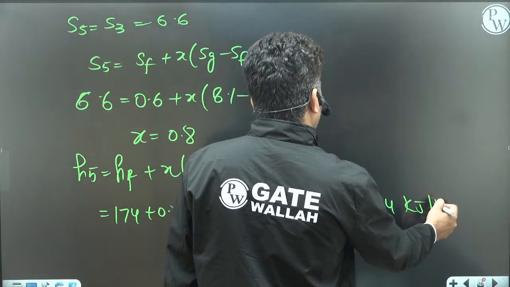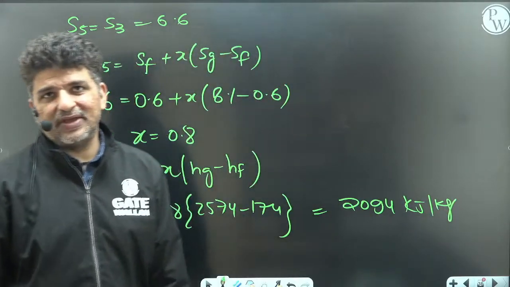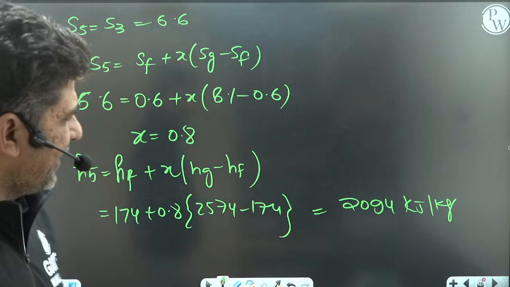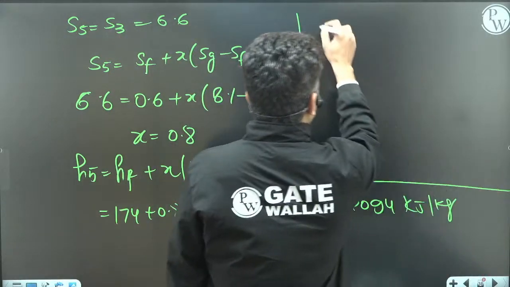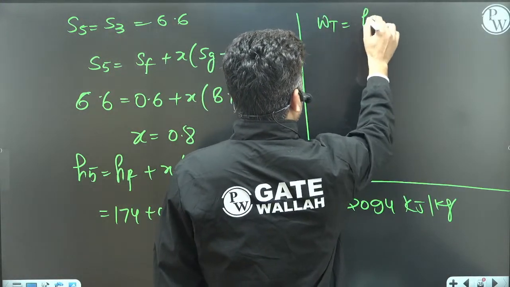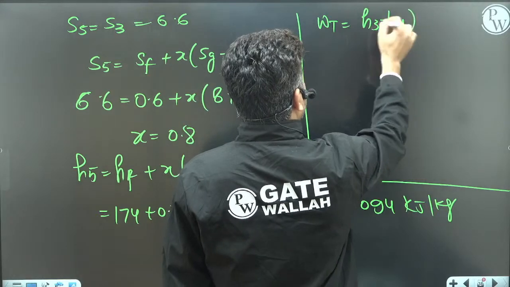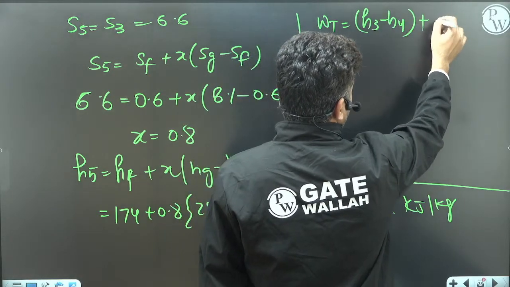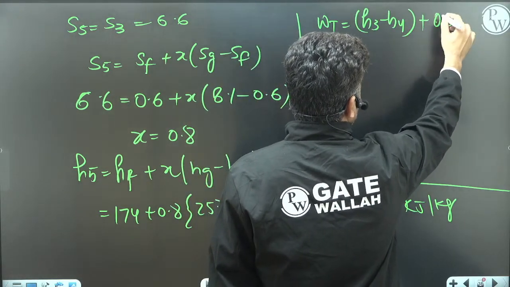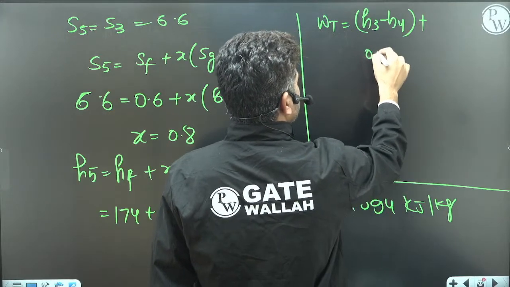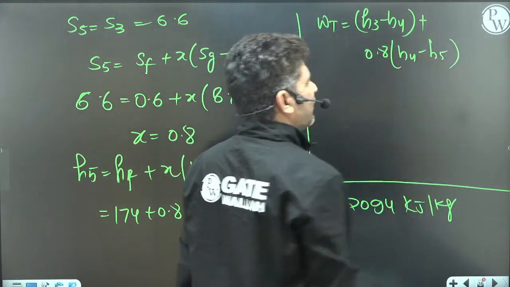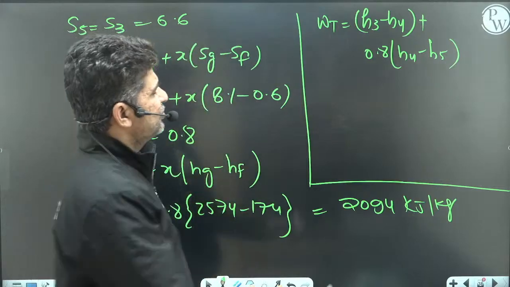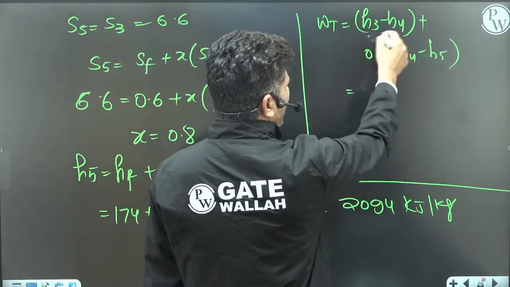2094 kilojoule per kg is the enthalpy H5. And once you have calculated H5, now you can calculate work of turbine. So work of turbine will be equal to H3 minus H4, which is the complete expansion, plus the remaining expansion is 80%. So 0.8 times H4 minus H5. Okay. So you see, work of turbine will be equal to H3 minus H4 plus 0.8 times H4 minus H5.